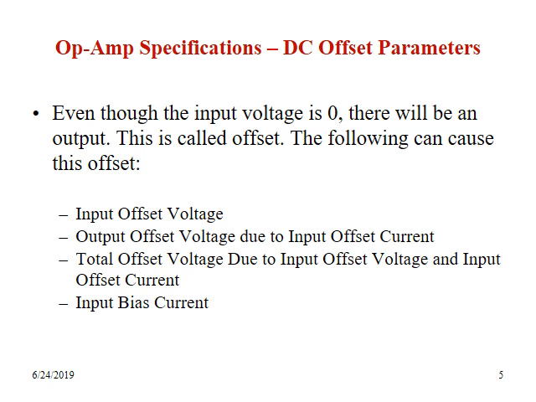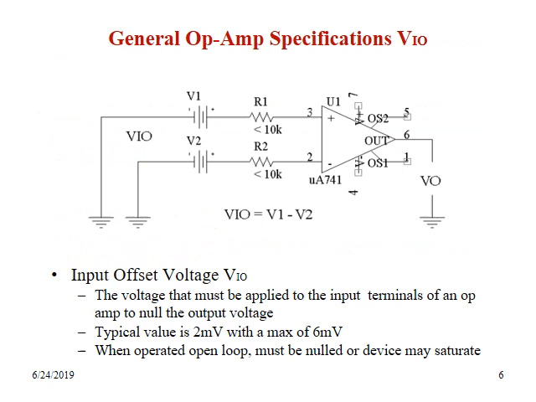Now there are various op-amp specifications to be studied. The basic op-amp specifications are input offset voltage, output offset voltage, total offset voltage, and input bias current. Even if the input voltage is 0, there will be an output. This is called an offset. The following things can cause this offset: input offset voltage, output offset voltage, total offset voltage, and input bias.